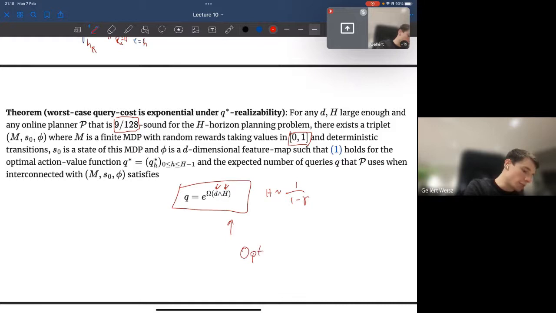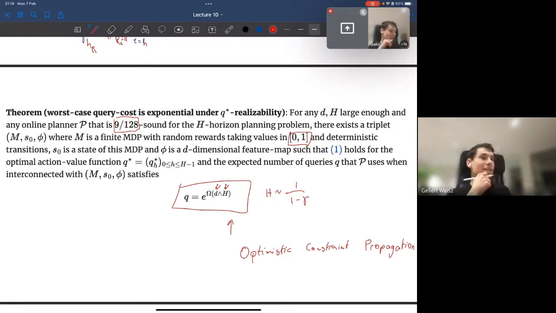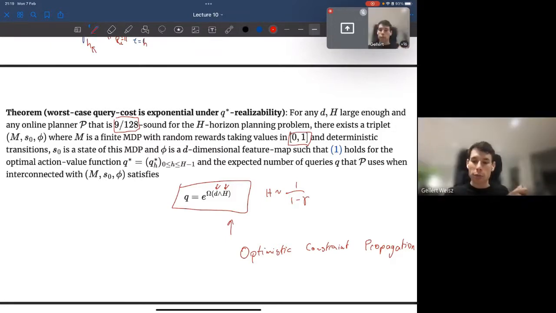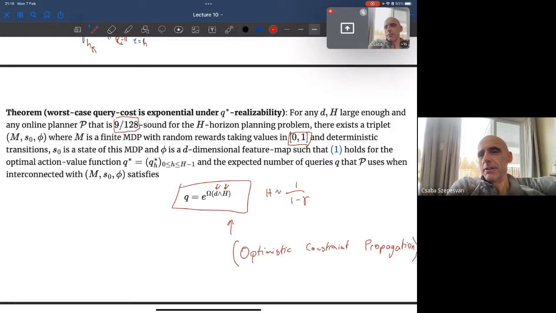That would be the optimistic constraint propagation paper, if anybody's interested. It turns out, but maybe it's going to be a future lecture. Right, you will join us on Wednesday and you talk about upper bounds. Maybe then I will talk about this. So never mind for now. But yes, if you need the spoiler alert, you need the rewards to be stochastic, but you don't need the transitions to be stochastic. Or the transitions can be stochastic and the rewards could be deterministic.